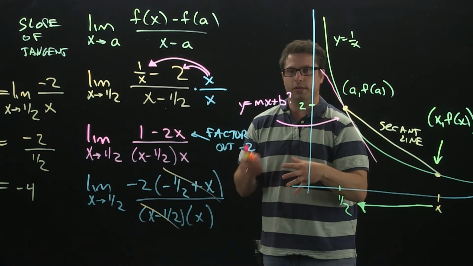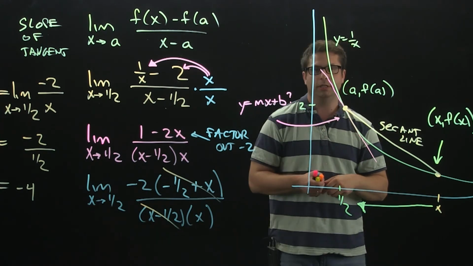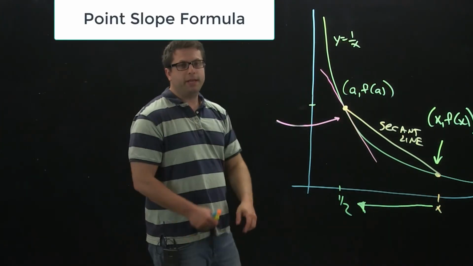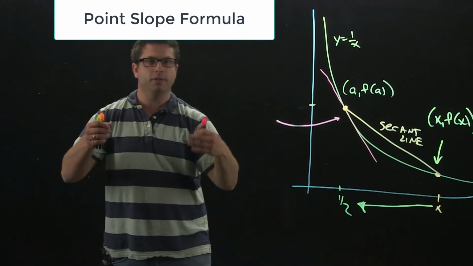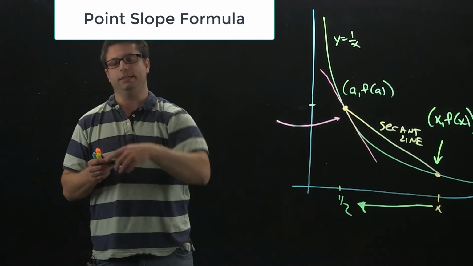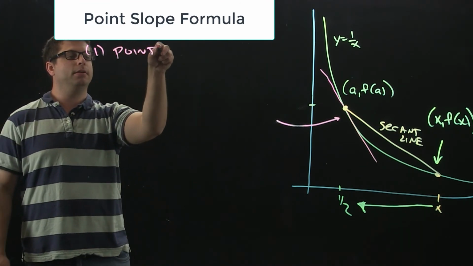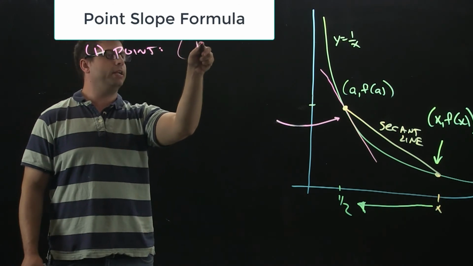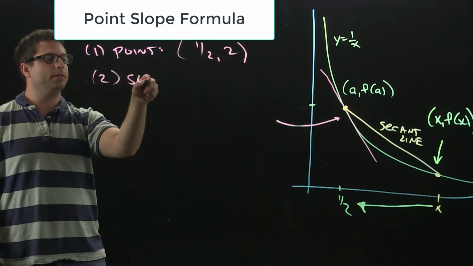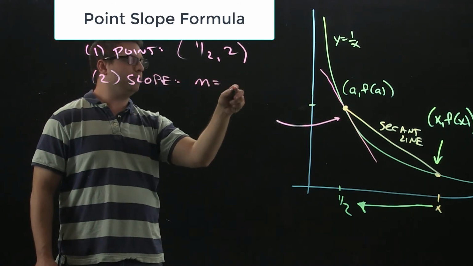Now I actually have to find the equation of the line. The easiest way of doing that is to do the point slope formula. So let me go ahead and erase this. Okay, the point slope formula is just a formula we use to find the equation of a line given a point and a slope. So for the point, we have the point 1/2, comma 2, and then for the slope, we found through the limit that was -4.